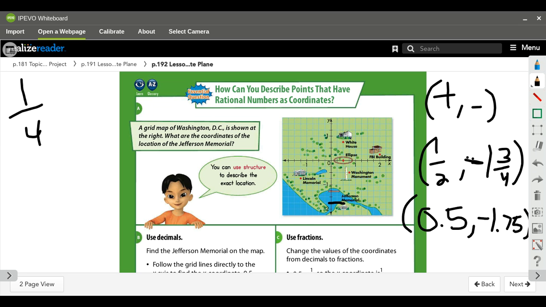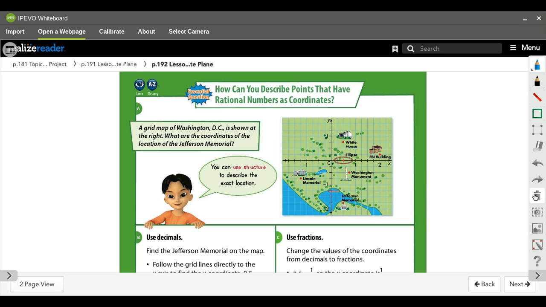Okay. So if we take a look at your convince me, the convince me says write the coordinates of the location of the FBI building using decimals and using fractions. So we need to identify the FBI building. When we take a look at the FBI building, it's over here. So this is going to be quadrant 1. And what we know about quadrant 1 is that all of my coordinates are going to be positive. So both values are going to be positive numbers.